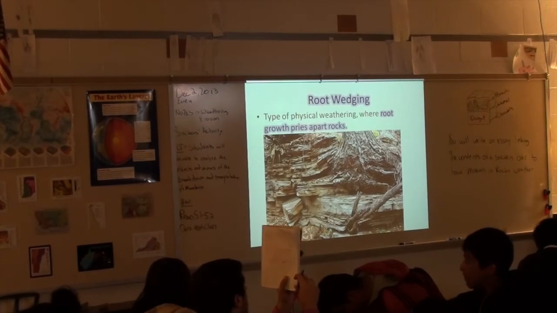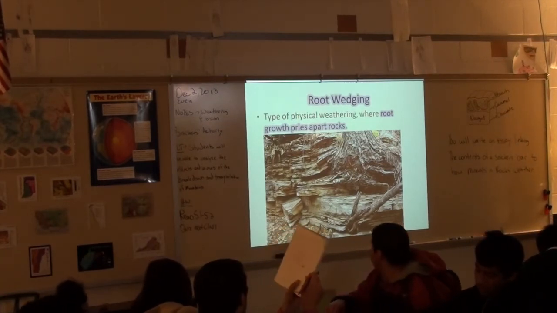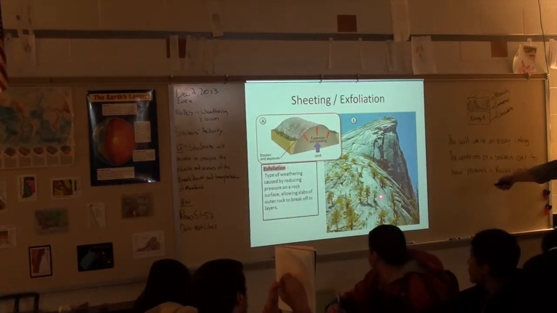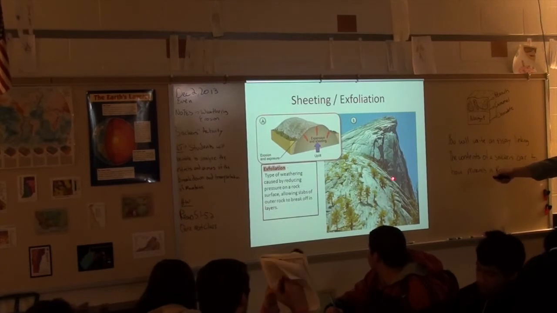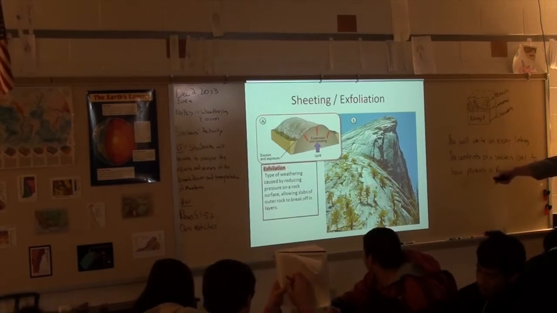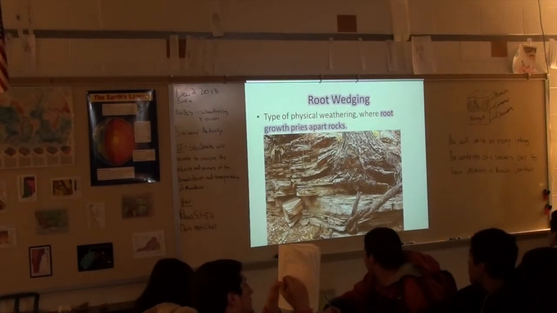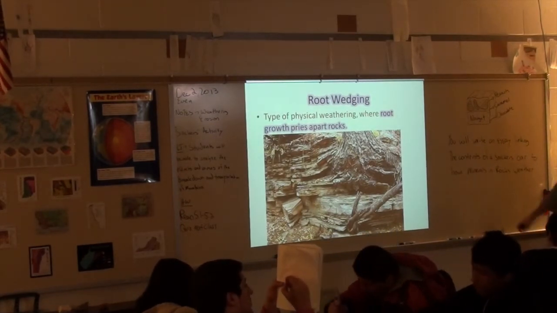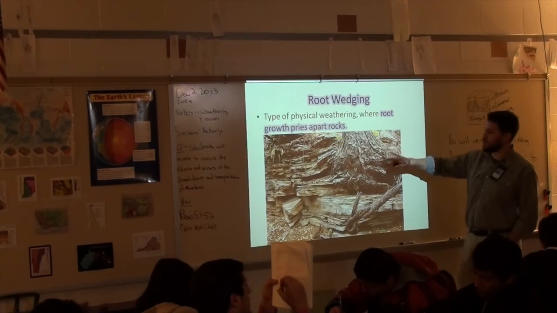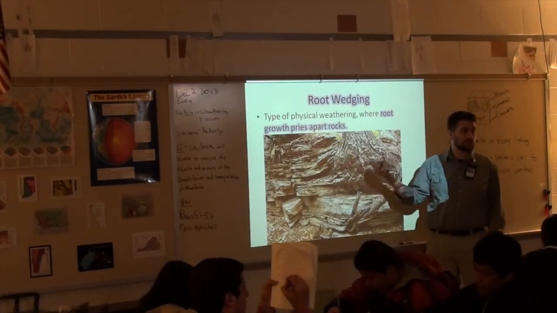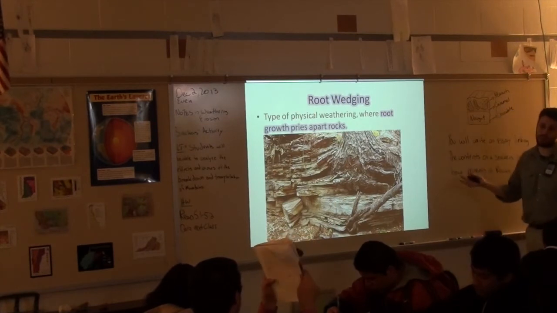Root wedging. Now, I had a student first period, he's like, Mr. Corey, are those trees growing on that mountain? Yes. These are trees growing on a rock. Can that happen? Absolutely, it happens all the time. These trees start out as little saplings, and they send their roots into the cracks of rocks looking for nutrients, because there's not a lot of good soil for them to grow.